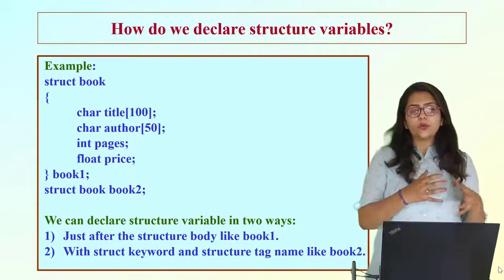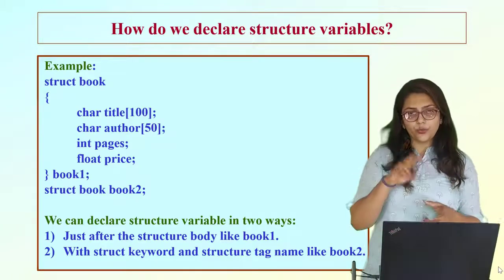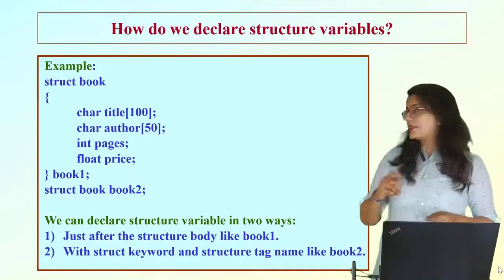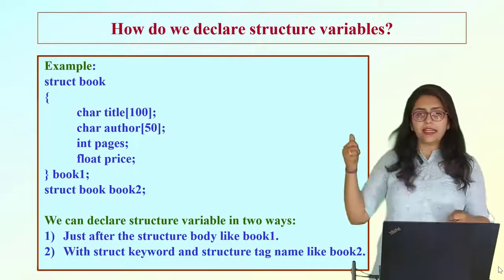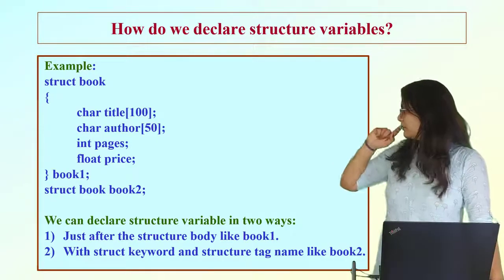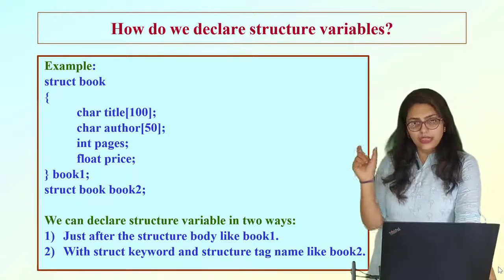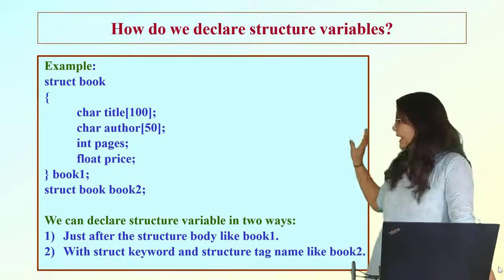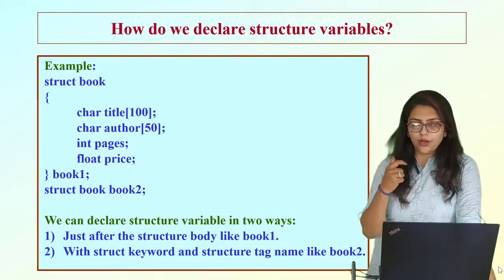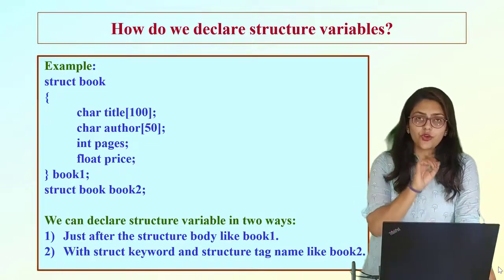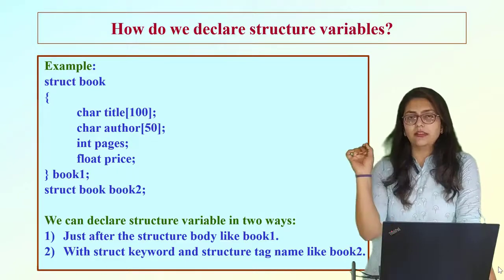These book 1 and book 2 variables can be declared in two ways. First, as seen in this code, after the terminating curly braces, I can write the name, that is book 1. So one way is like that. The second way is that inside void main or outside void main, you can write the structure name and the name of your variable.